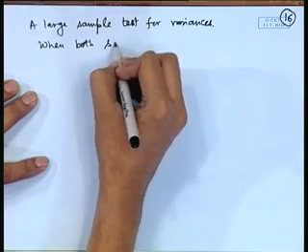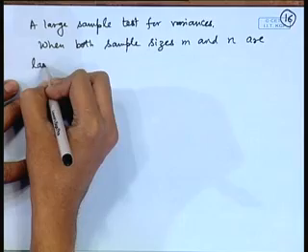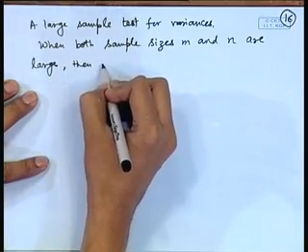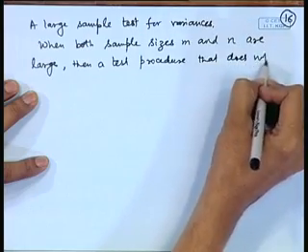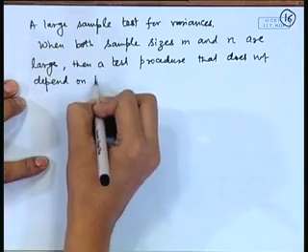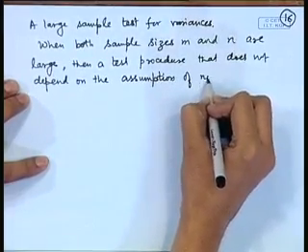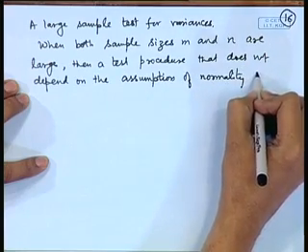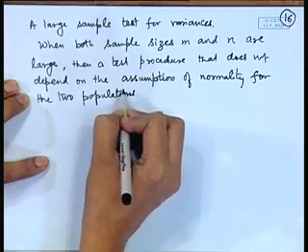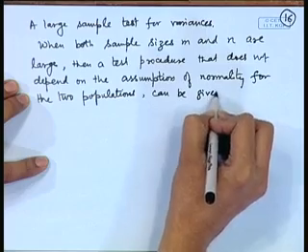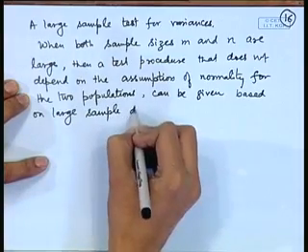When both sample sizes m and n are large, then a test procedure that does not depend on the assumption of normality for the two populations can be given based on large sample distributions of S1 and S2.